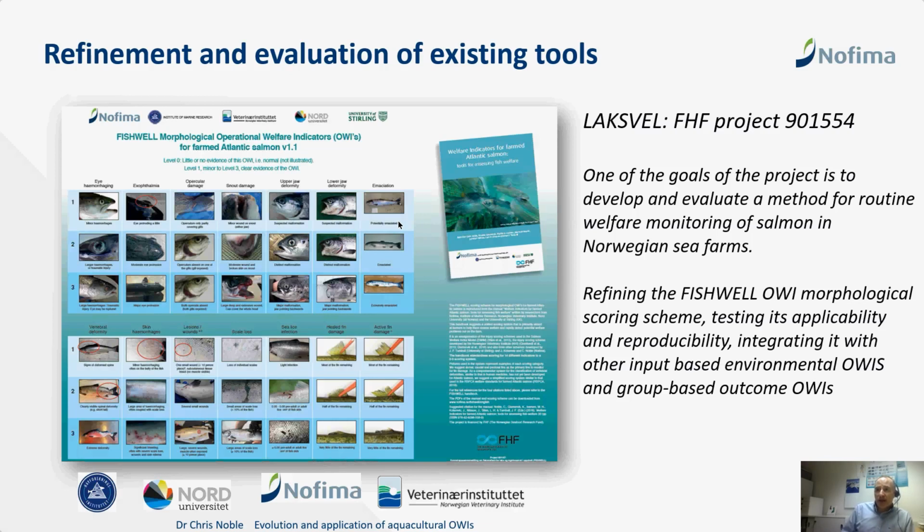Another application, again with a focus on refinement, is the existing tools. What we introduced in Fishwell was a scoring scheme that was basically a first attempt at standardizing the scoring of morphological welfare indicators across the Norwegian research partners, and using some heavy inputs from the University of Stirling as a basis for manual scoring of OWIs, both across the institutes and in the industry. What we found out when we all sat down around the table was that we all had a different scoring system, that it may have used the same indicators, but we scored them in a different way, even within some of the institutes, even within some of the departments.